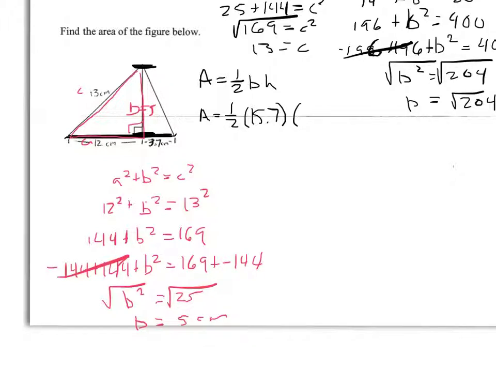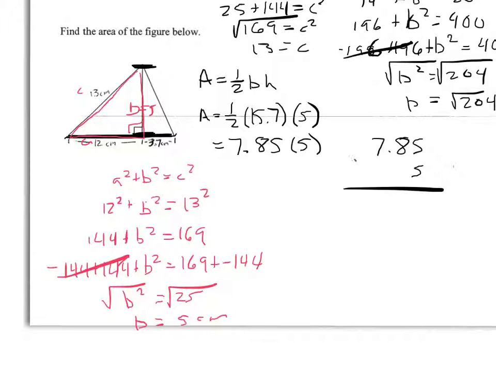Now we can go ahead and finish up our calculation for the area. 1/2 of 15.7 times 5. So we have 1/2 times 15.7 is going to be 7.85 times 5. I'll go ahead and do that math off to the side over here. 7.85 times 5. 5 times 5 is 25, carry the 2. 5 times 8 is 40, plus 2, carry the 4. 5 times 7 is 35, plus 4 is 39. 2 decimal places. And that's going to give us the area is 39.25 centimeters squared.